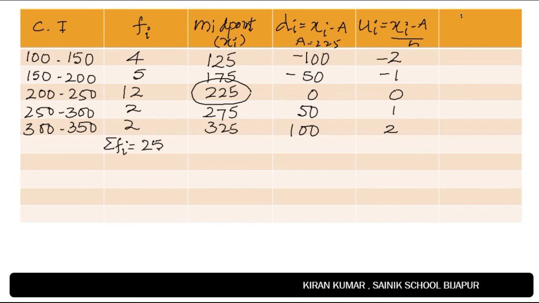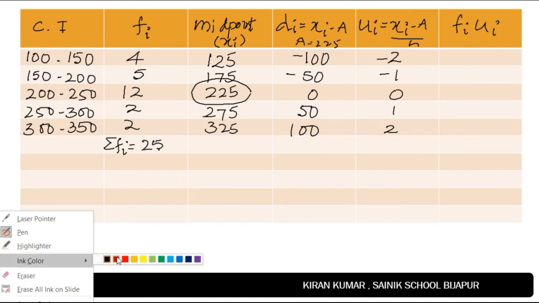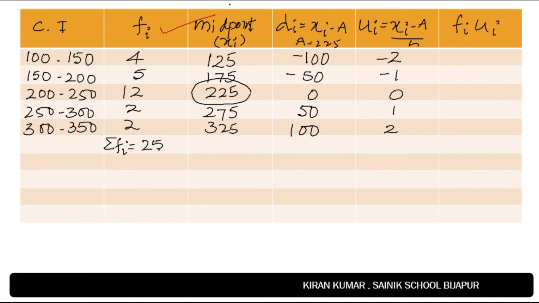Now we shall find Fi ui. So I'll just take Fi values and ui values and multiply. We get negative 8, negative 5, 0, positive 2, and 4. And the value of sigma Fi ui, the sum becomes negative 7.